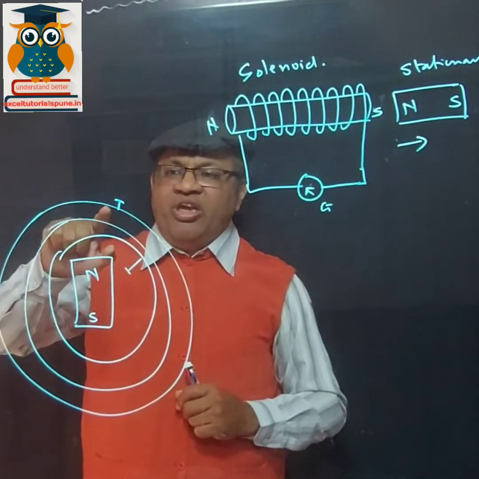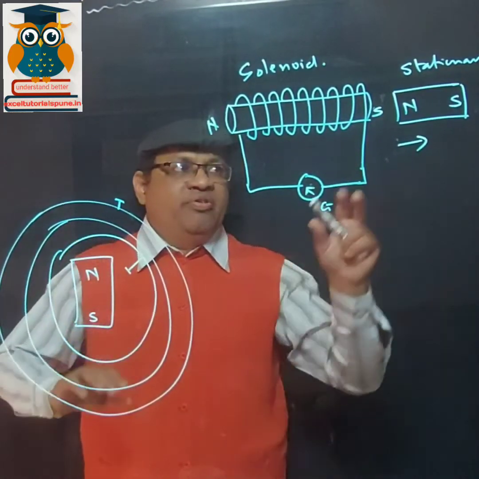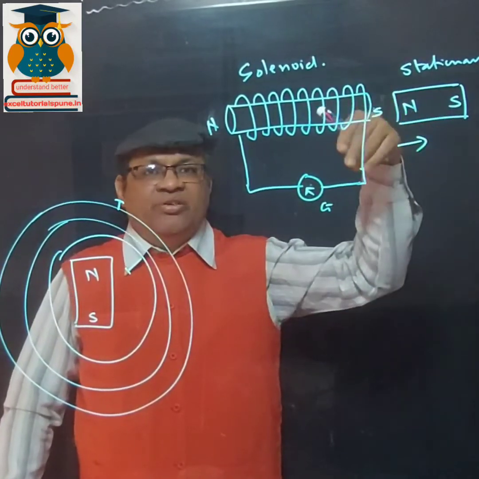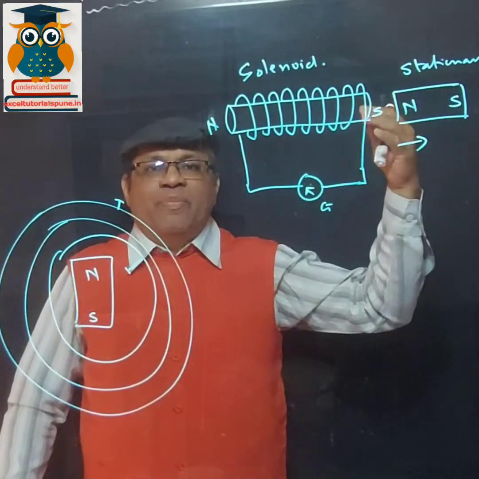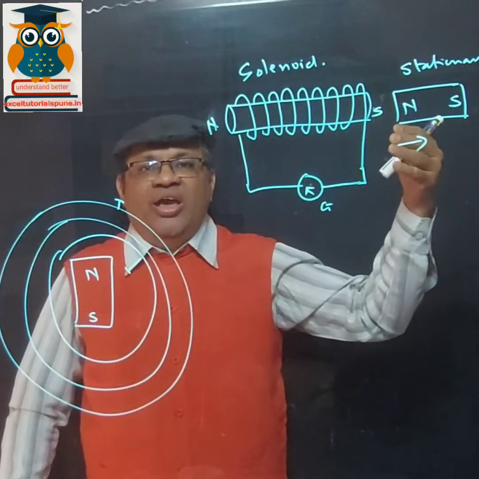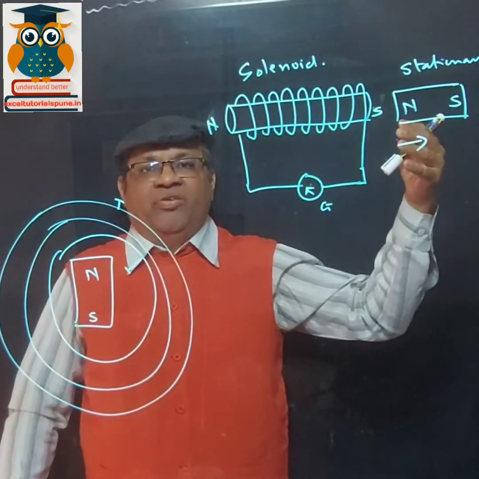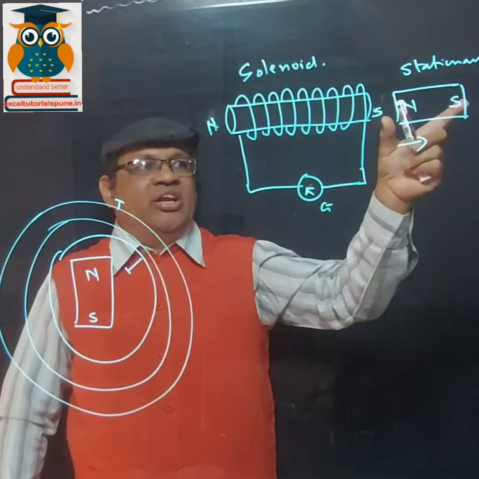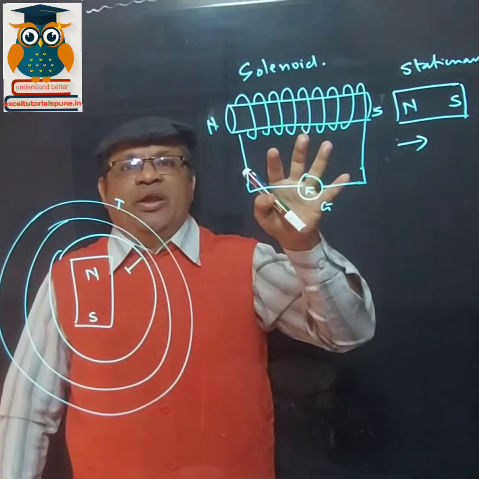So that varying magnetic field, whenever you move this magnet very fast, it has a varying magnetic field. That is called magnetic flux. So what is magnetic flux? Magnetic flux is a varying magnetic field. Now, so long as there is a magnetic flux over here, there is electricity produced in this.